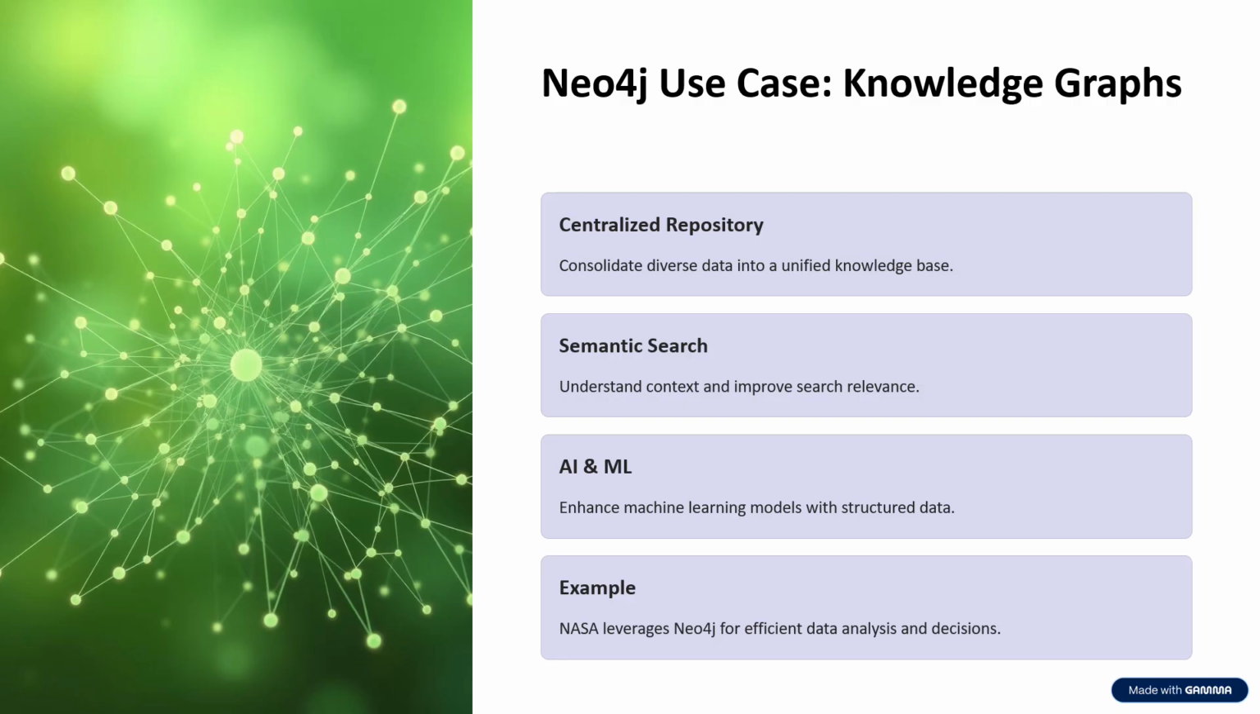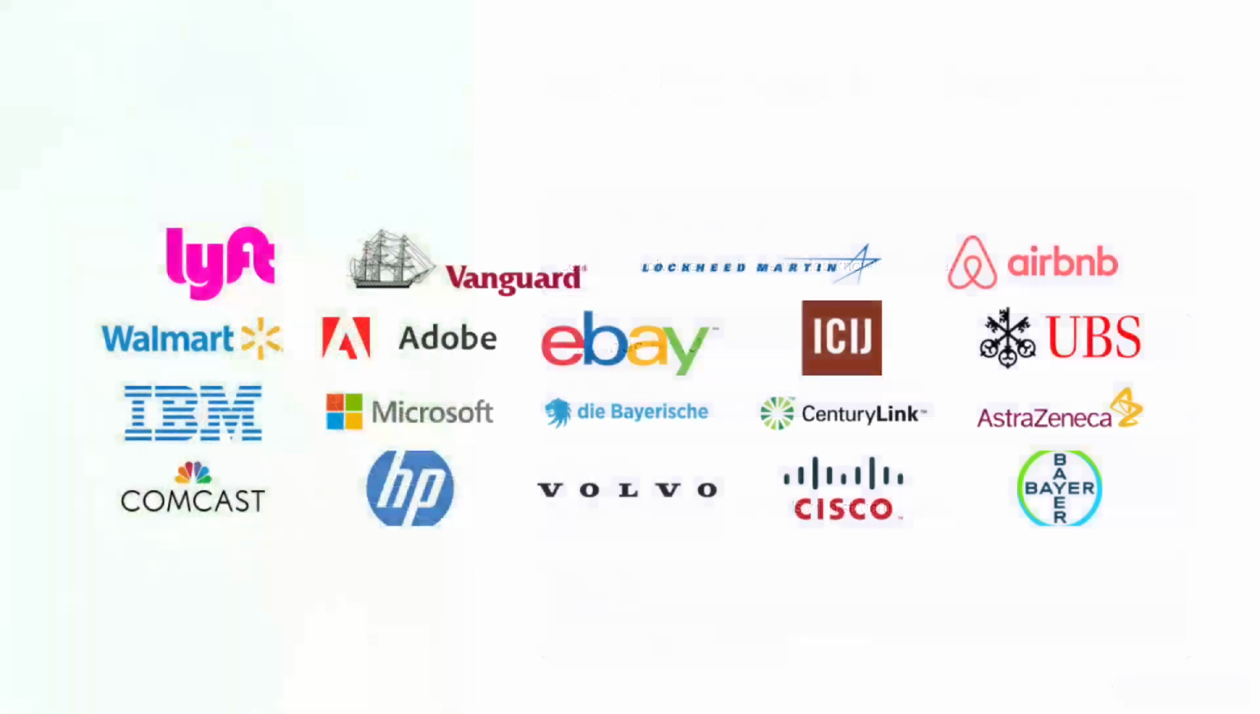Then the third one is AI and ML, which means artificial intelligence and machine learning. Neo4j gives structure to the data, making it more powerful for training AI and ML models. Structured, connected data helps machines learn better. An example is NASA, which uses Neo4j to analyze large amounts of information, helping them make better decisions based on data. So these are some use cases based on graphs.